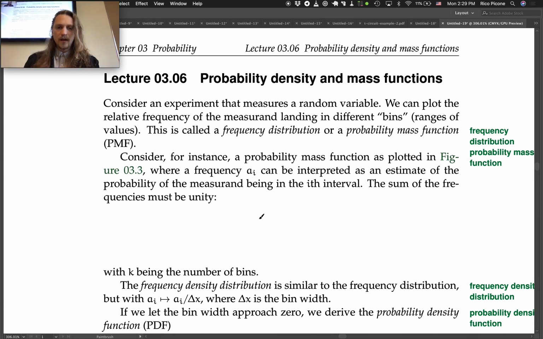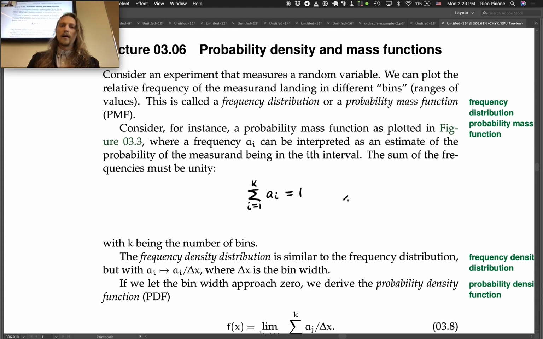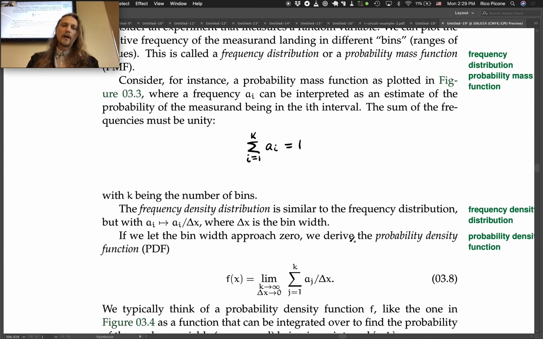So if we take the sum from i equals 1 to k, where k is the number of bins, of the frequencies a_i, we have to have them all equal 1, just like we knew last time, because we know how probability works already. We're just reviewing a little bit, but that's okay.